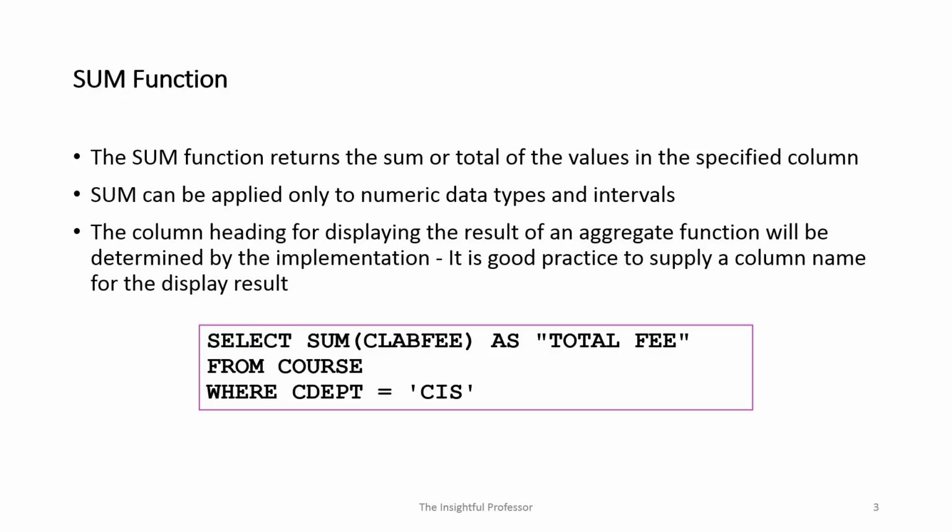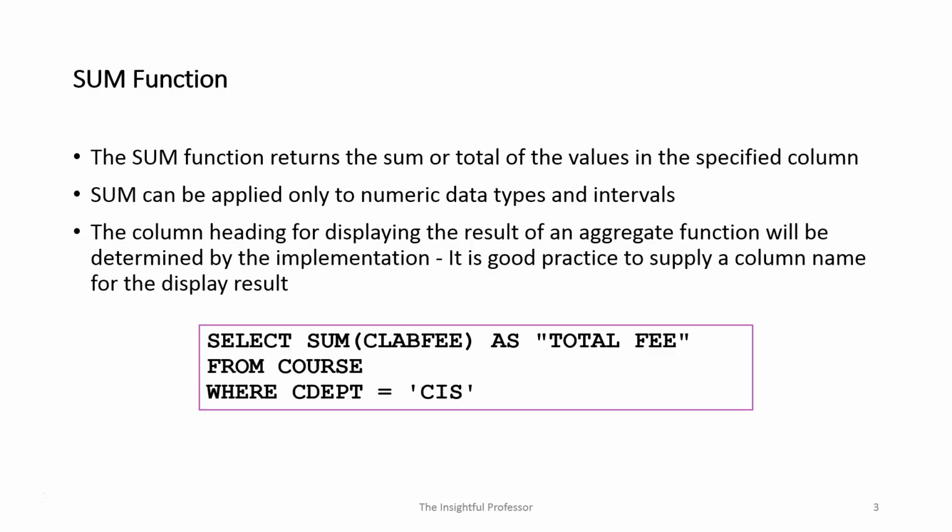The sum function returns the sum or total of the values in the column that's specified as the argument. So in this example, we're passing C lab fee, which is a numeric column defined in our databases as a decimal, and that becomes the argument to the sum function.